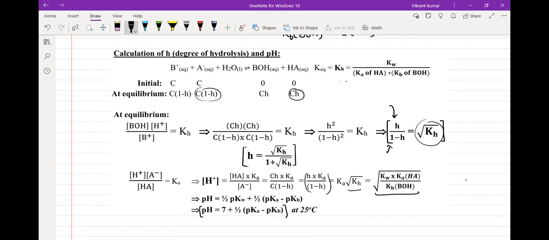And from that, you'll be getting pH का value as, जो दिख रहा है, this is nothing but pH का value is 7 plus half into pK of the acid जिससे anion आया है minus pKb of the base जिससे cation आया है. Is it okay? That is at 25 degrees. Otherwise 7 की जगह half pKb. Is it okay?